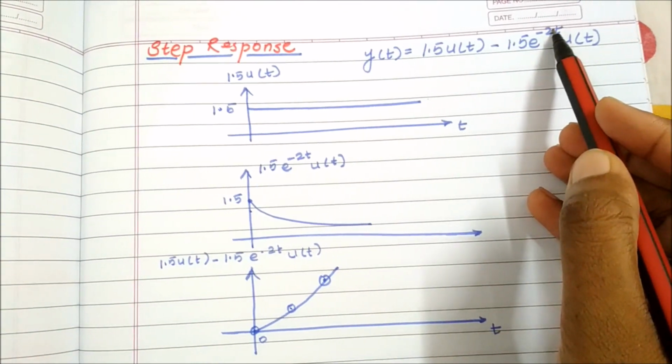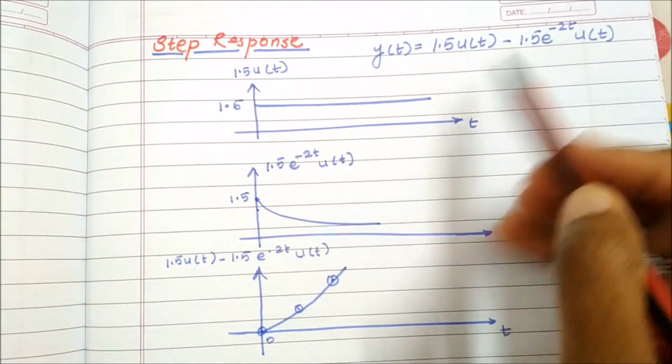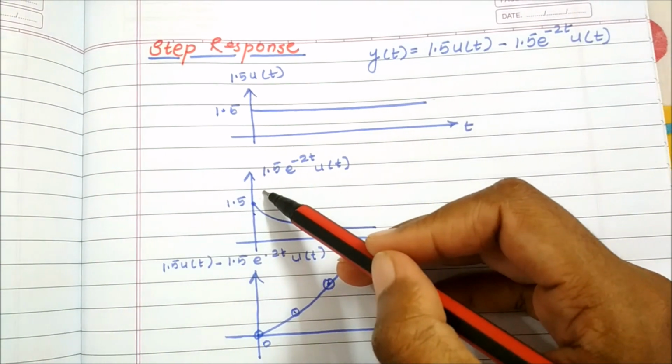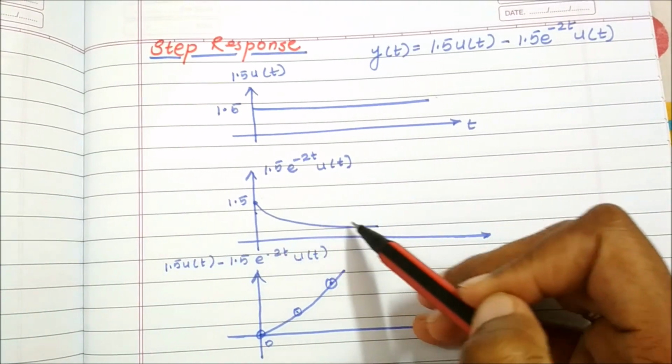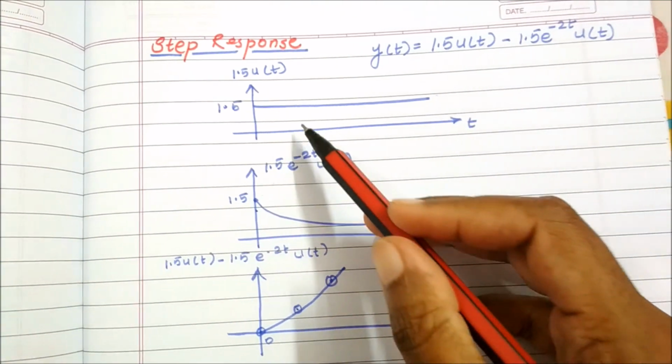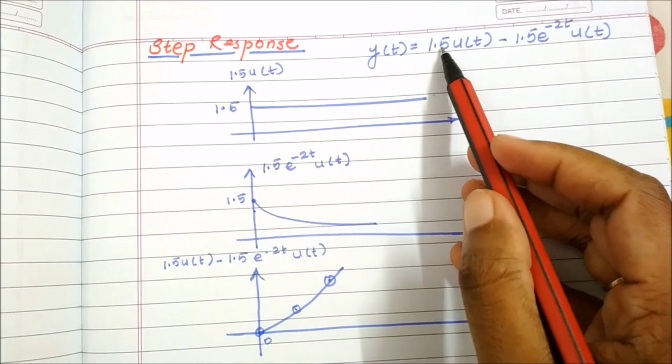1.5 times e raised to minus 2t u(t). सेम पहले के जैसा है. At t equal to 0, this will be e raised to 0, 1. 1 into 1.5 is 1.5. So starting value will be what? 1.5, and then continuously decreasing exponential. So you have drawn this signal and this signal. You have drawn this and this.